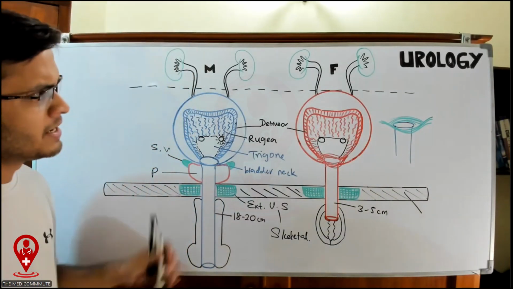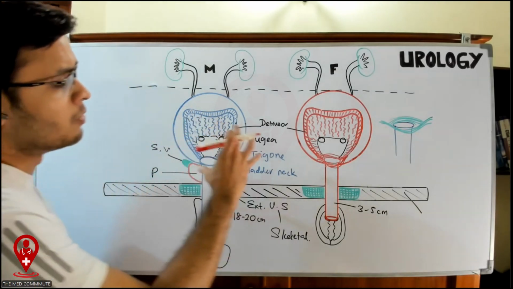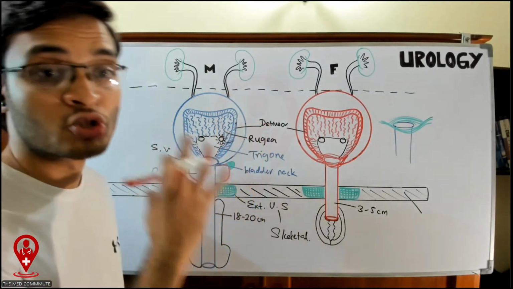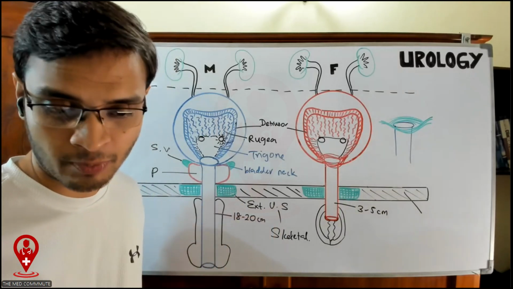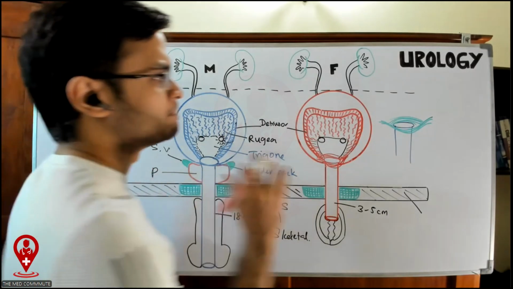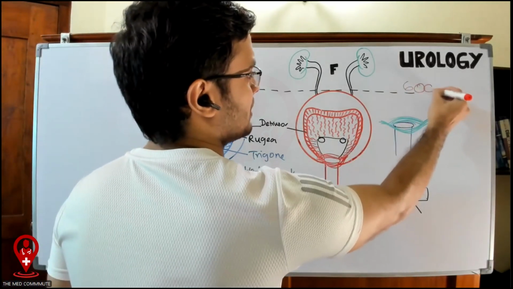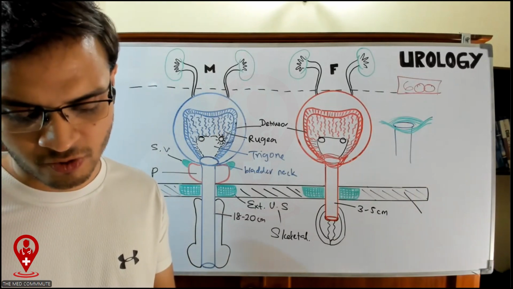Right. Then, next, just to mention a few points about the physiology, guys. Now, our bladder has a storage function, right? It is where the urine is stored until it can be sent out of the body. A normal bladder, guys, can hold about 600 milliliters of urine.